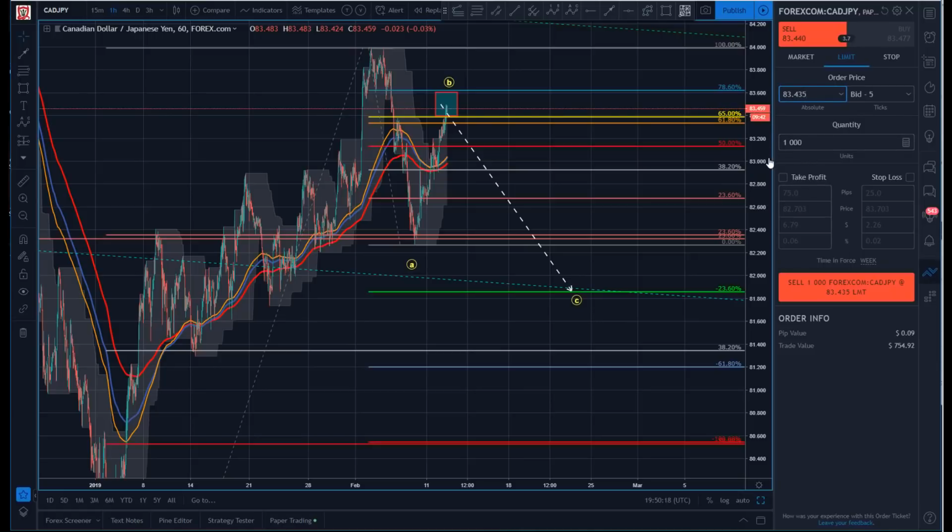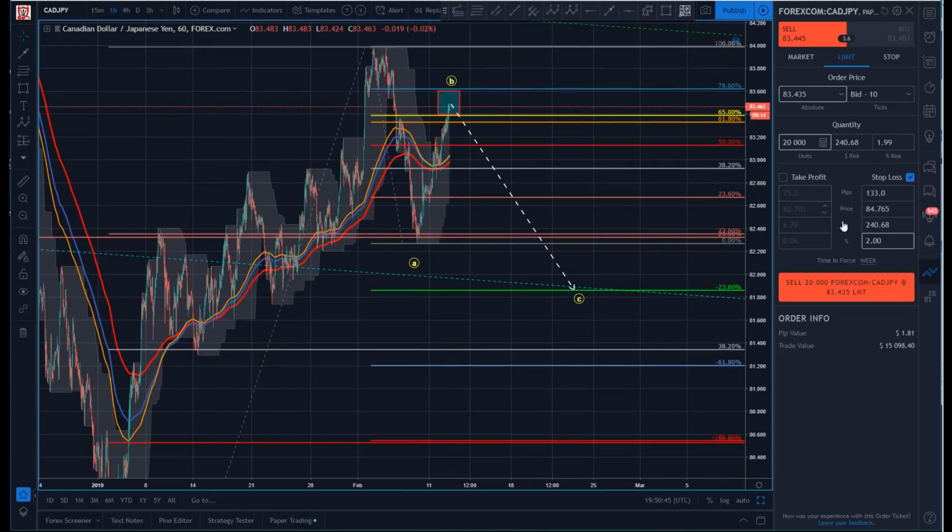Now you could trade this as a micro. You could trade 1,000 and be 9 cents a tick. But let's go to 20,000. So you've got $1.81 a tick. If I want to put a stop loss on this, if I want to do 2% of my trading account, it's going to be roughly $1.81 in pip value. So I'm risking $240 on this trade if I'm a seller here. So that's one way to do it.